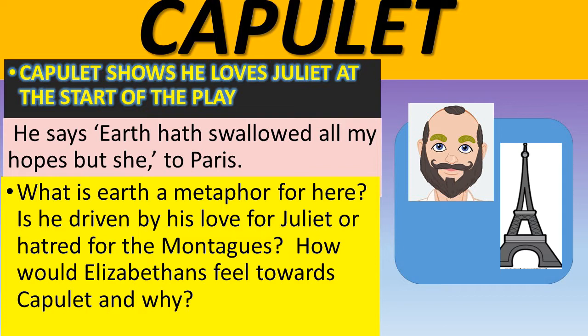We've heard all about this conflict between the families in the prologue, but the first time we meet Capulet, we realise that it isn't necessarily hatred that drives him. What is it that is the most focal point of his life? And how would Elizabethans feel towards Capulet and why? He is trying to find a suitable person for Juliet to marry so that she can have a safe and secure future. That's what would have been expected of parents in his position.